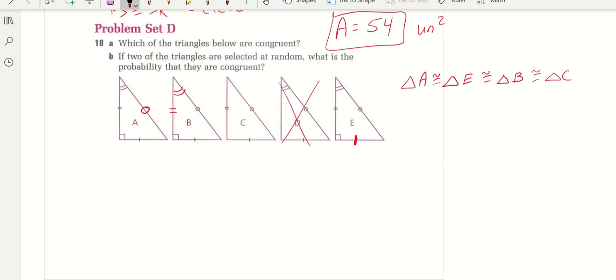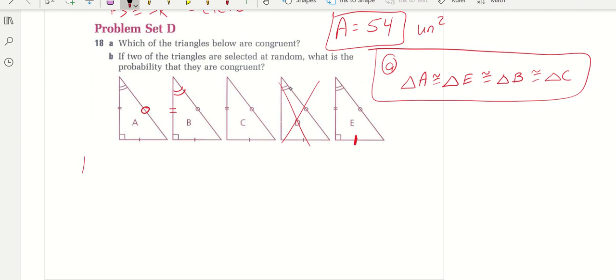So which of the triangles below are congruent? So there's part A. Triangle A is congruent to triangle E, is congruent to triangle B, is congruent to triangle C. Now on to part B. If 2 of the triangles are selected at random, what's the probability that they are congruent? So 4 out of the 5 are congruent.